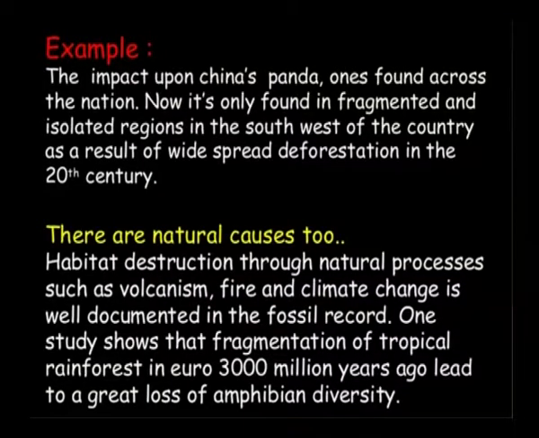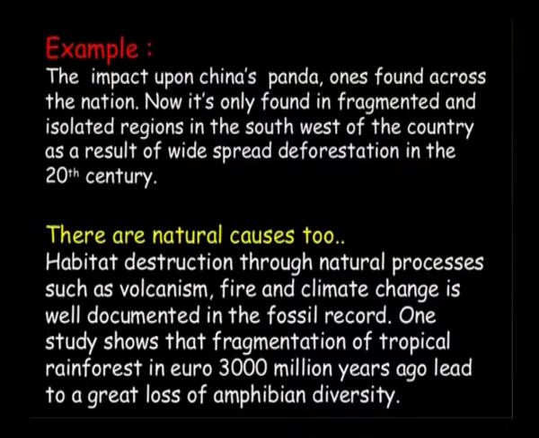If you look at an example, we can look at the panda, which is the national animal of China. You used to find it across the country, but now it is found only in fragmented and isolated regions in the southwest of the country as a result of widespread deforestation in the 20th century.